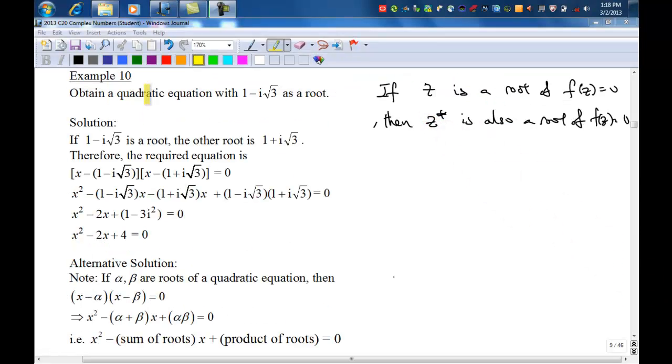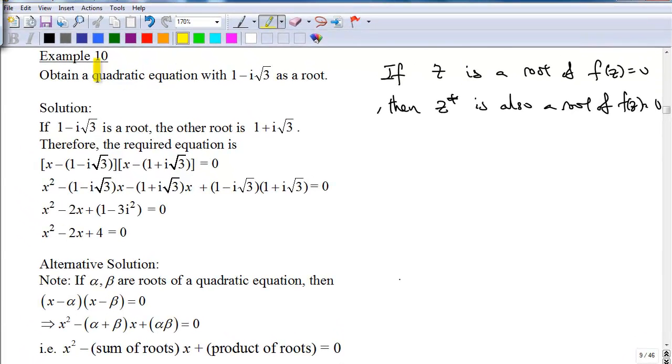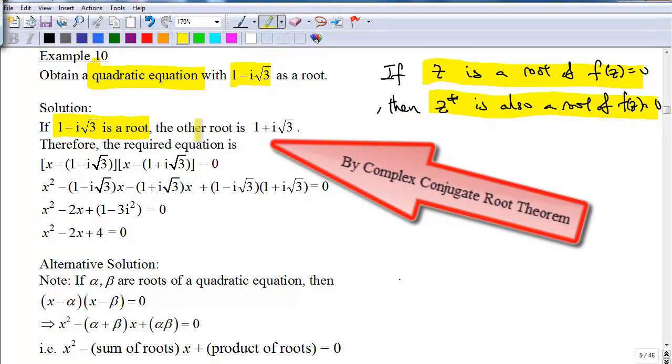Now let's put what we have just learned in example 10. In example 10, we want to obtain a quadratic equation with 1 minus i root 3 as a root. Now if you recall, we say that if z is a root of f(z) equals 0, then z star or z conjugate is also going to be a root. That's why if I say that 1 minus i root 3 is a root, then the other root is going to be its conjugate, which is 1 plus i root 3.